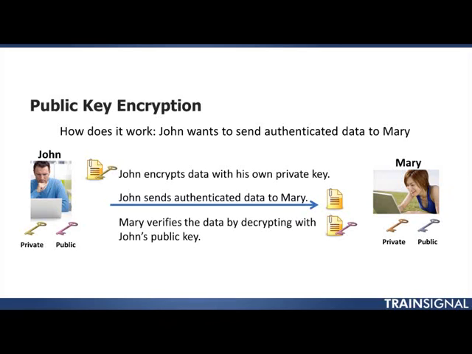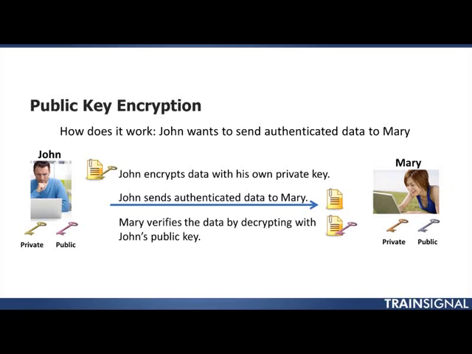If she goes and takes John's public key and tries to decrypt and it doesn't work, then she knows that whoever is saying that they're John isn't really John, because only John had access to John's private key, and only John's private key would have been used if it's able to be decrypted with John's public key. Now, I hope I didn't lose you there, okay? Because if I did, go back and listen again, because you really have to understand the steps here. And that's how public key encryption works.